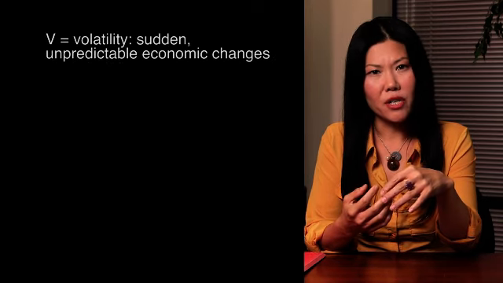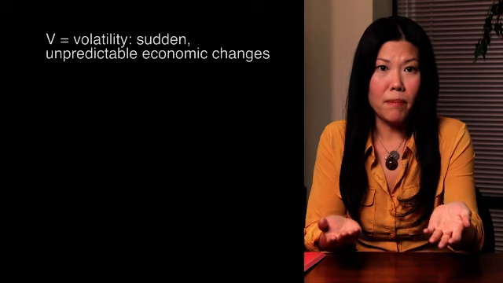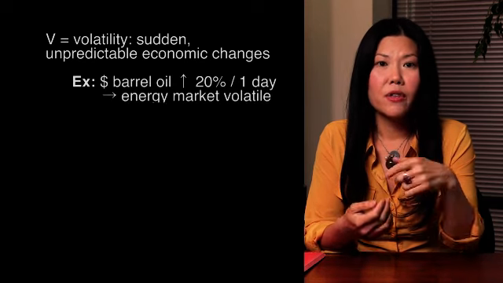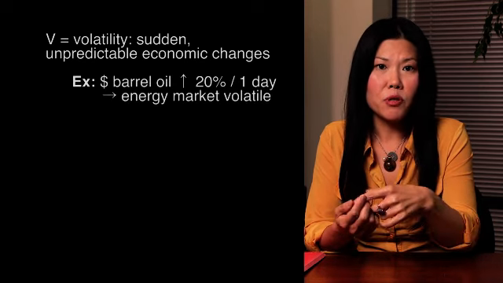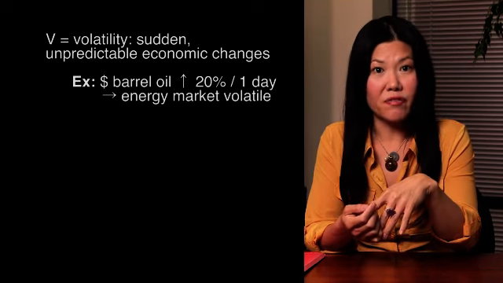V, volatility. Volatility means the economy is likely to change suddenly. It may change in unpredictable ways. We don't know how or when the change will come. For example, the price of a barrel of oil might go up 20% in one day. This shows that the energy market is volatile.